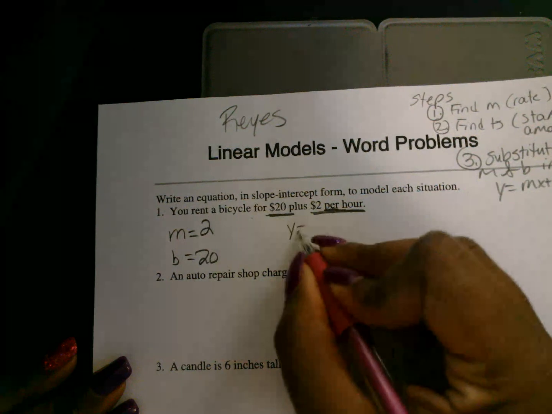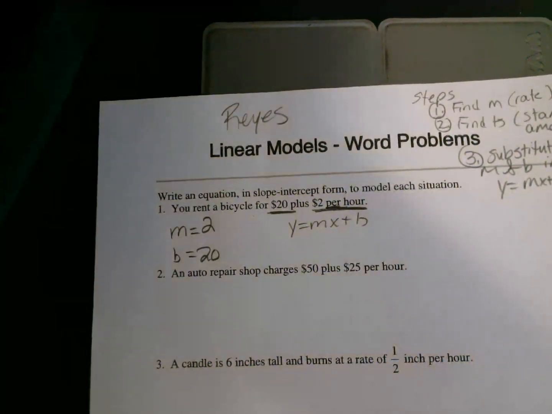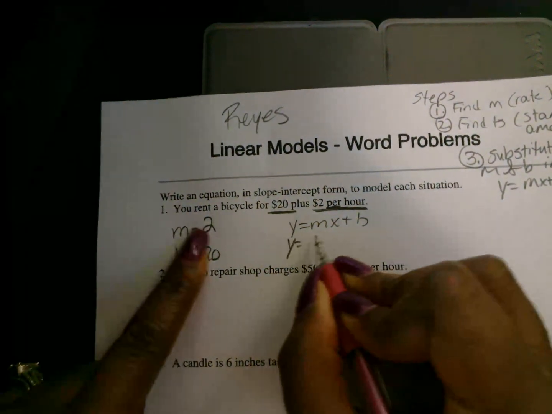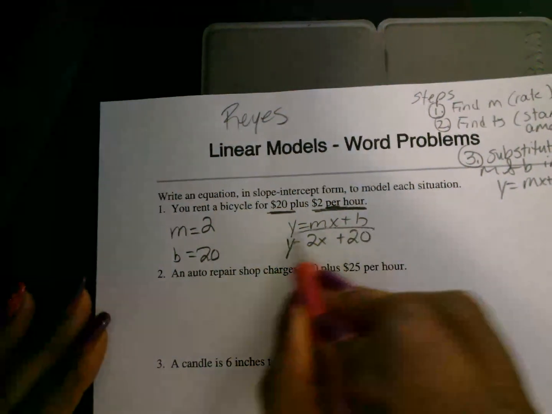Okay, so use the slope intercept form to write the equation. I'm going to pause for the calls, see if we can get that. Okay, so 12 people got that one. It's y is equal to 2x plus 20. Good job. I'm going to circle this answer.